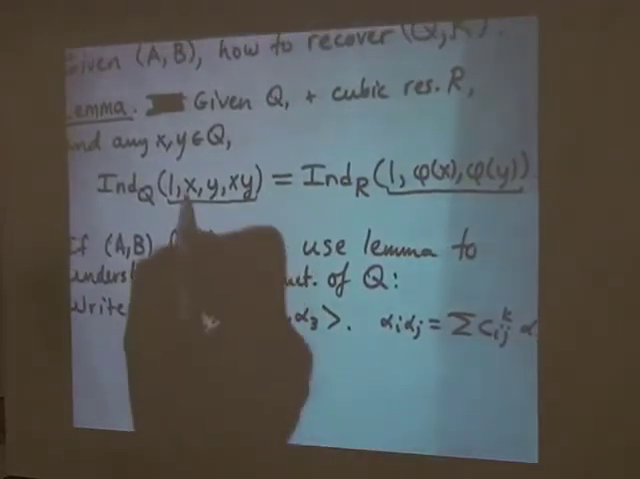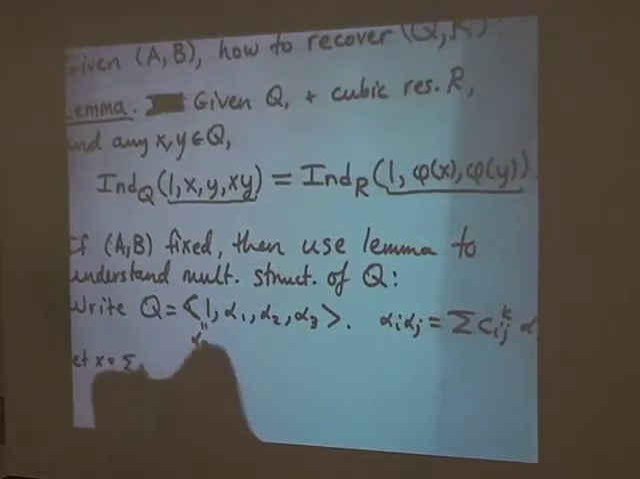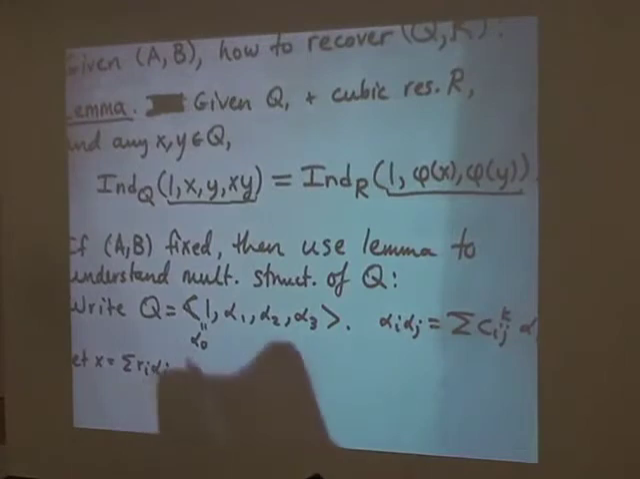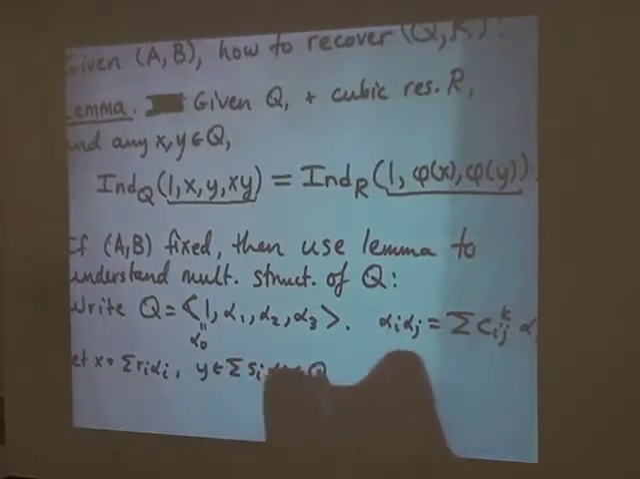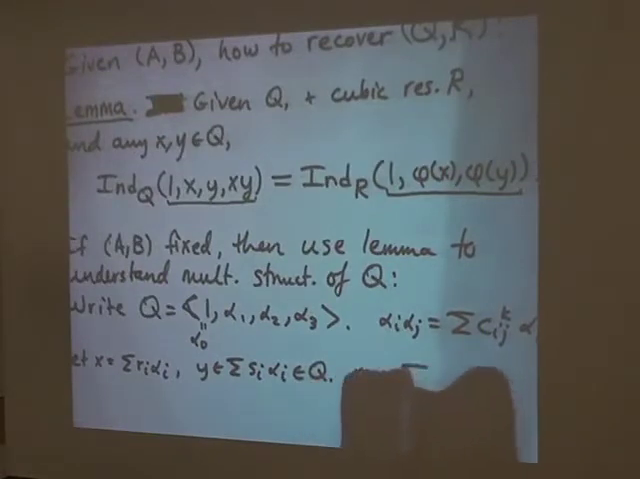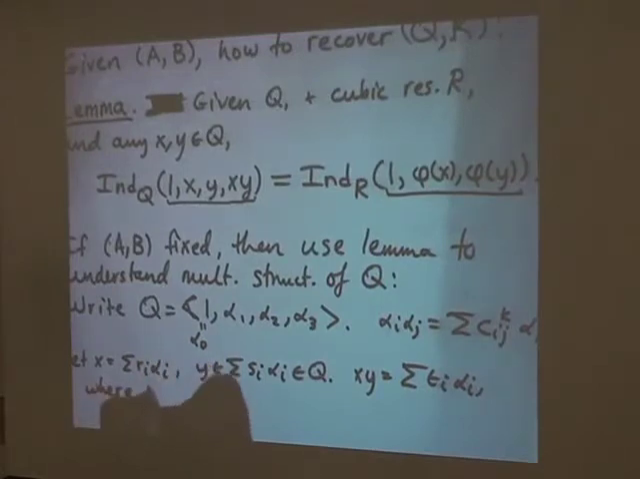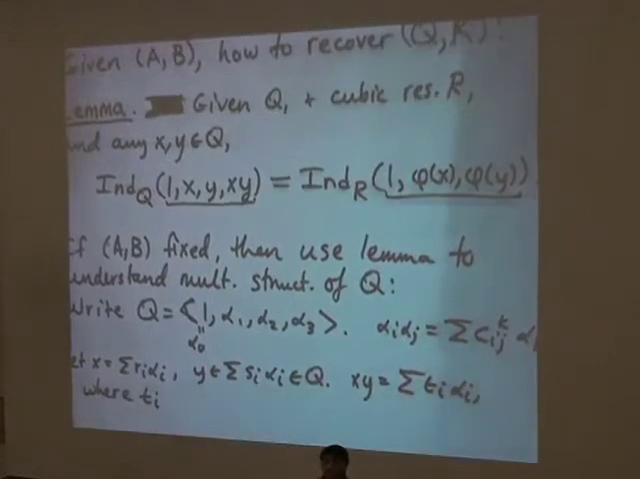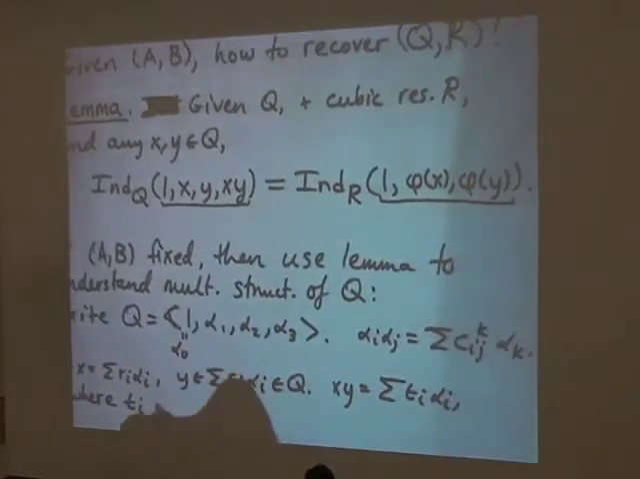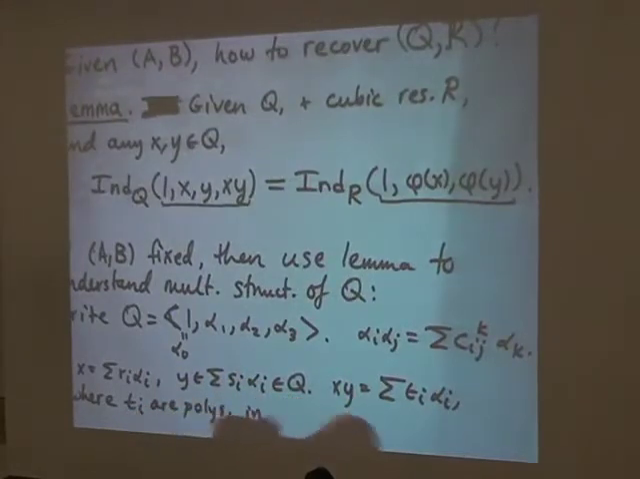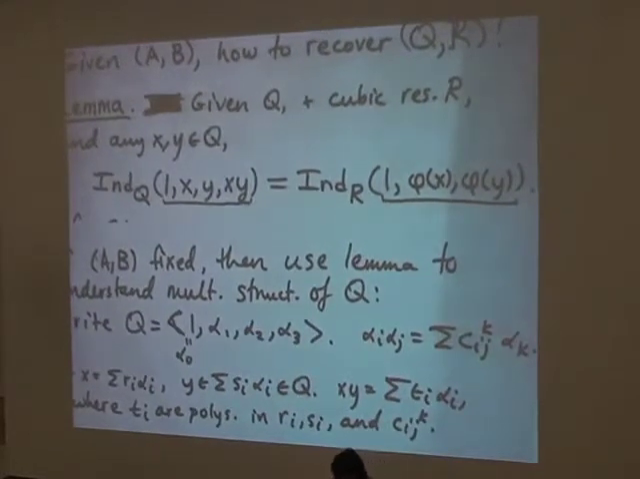So how can one determine that? Well, we will let x and y be general elements of Q. Let x equal sum of R_i alpha_i, the general element of Q, and y be some other general element of Q, say sum of S_i alpha_i. Then xy will be some sum of T_i alpha_i, where the T_i can be computed using the C_ijk. The C_ijk are the multiplicative coefficients of Q that we want to figure out, and the T_i are polynomials in R_i, S_i, and C_ijk.